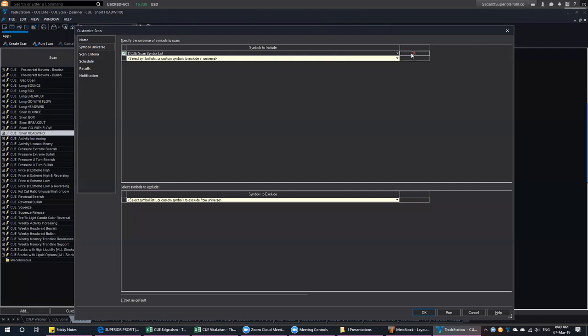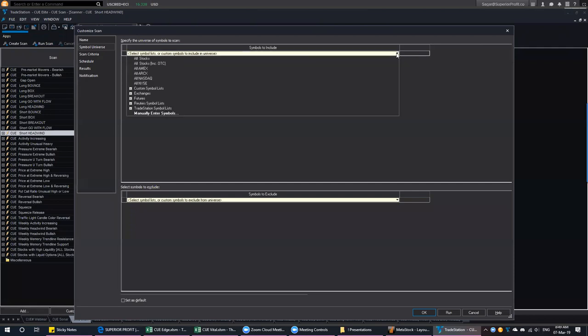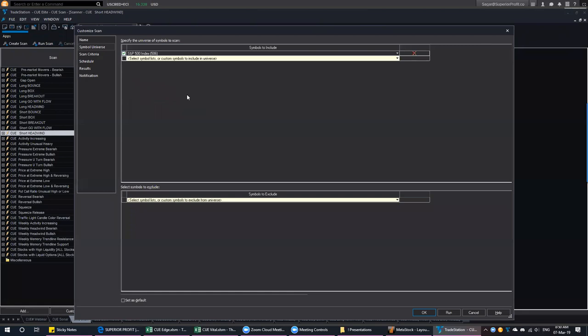You could delete this one and click the drop down. The custom symbol lists will give us the Q lists that we have provided. We don't choose from that. If you want another symbol list, you could go to TradeStation symbol list. Maybe you want to go for index components. You can go to S&P components from here. You can choose S&P 500. Now, if you click OK, it will save this as your symbol list for this scan.